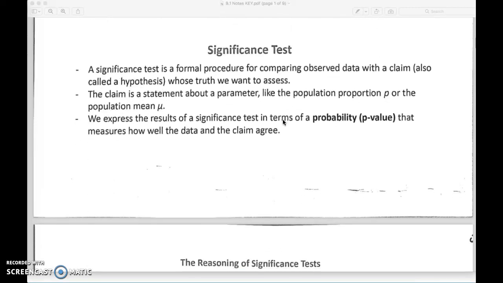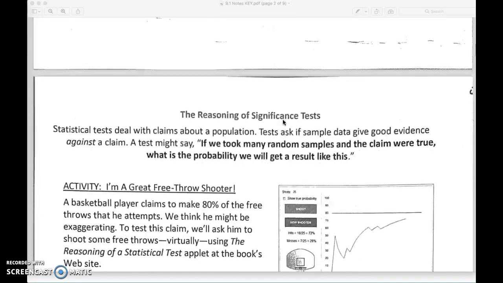So a significance test is a formal procedure for comparing observed data with a claim, which we also call a hypothesis. And we're basically doing this to test the truth about the claim. So the claim is a statement about the parameter, so your population proportion or your population mean. It's not about your sample, it's about the population. We express the results in terms of a probability, which we call a p-value, and that's going to tell us how well the data that we're finding and the claim actually agree.